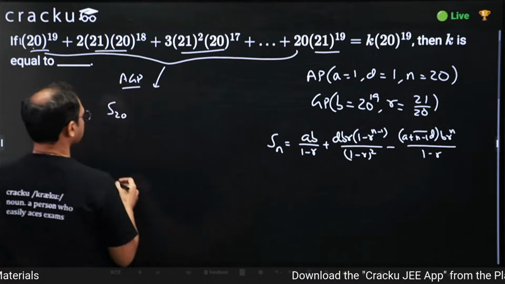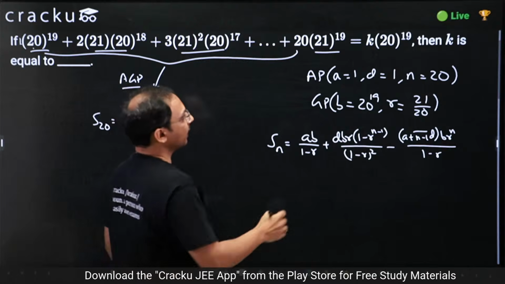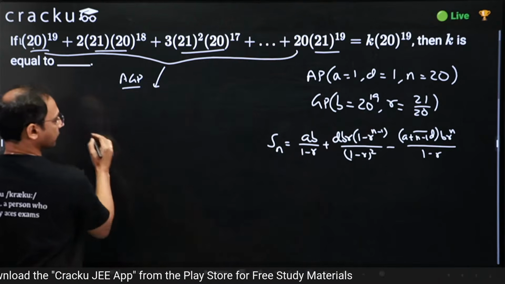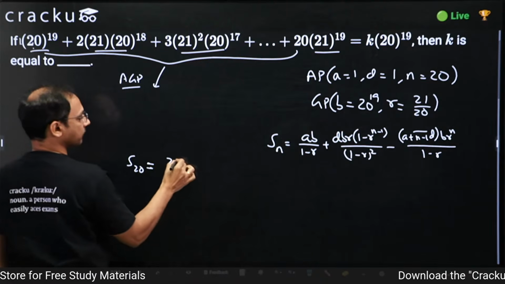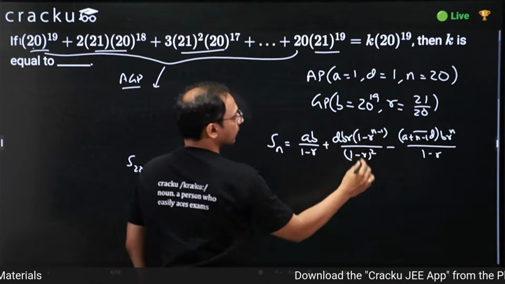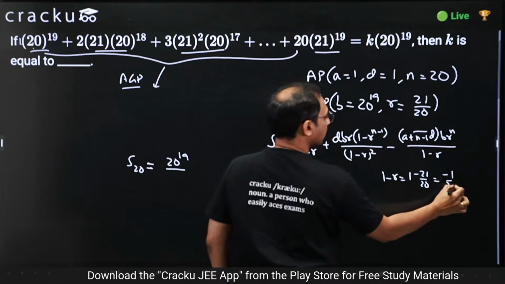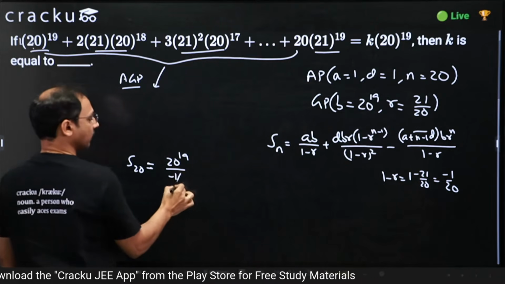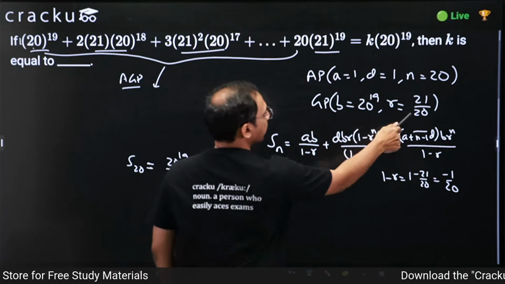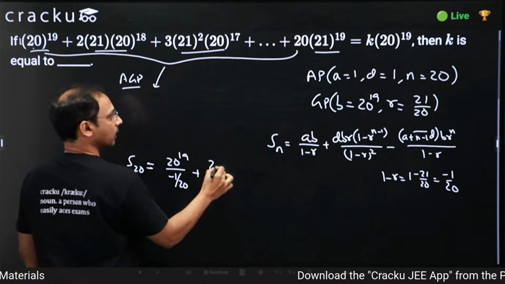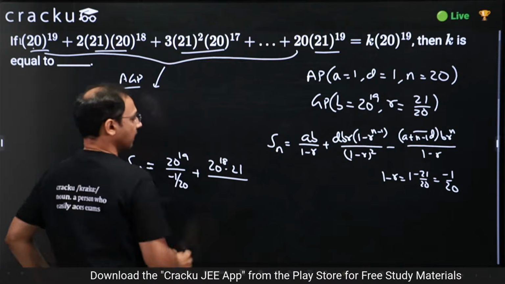So let us see. So here I have 20 terms. So what is ab? a into b is 20 power 19 by 1 minus r. What is 1 minus r? 1 minus 21 by 20 is minus 1 by 20. So I'll put a minus 1 by 20 here plus dbr. d is 1. b into r will give me 20 power 18 into 21. 1 by 20 will get cancelled off, by 1 minus r whole square.